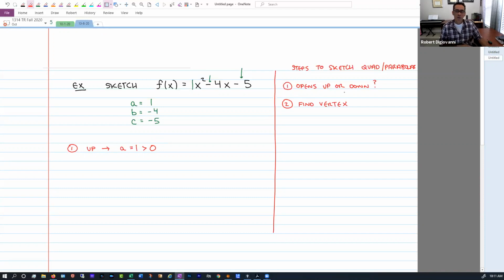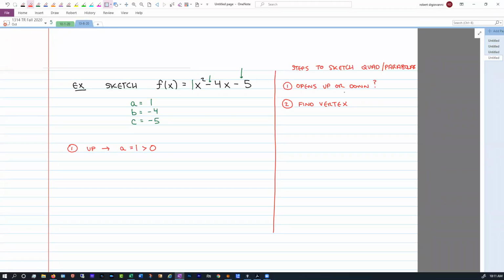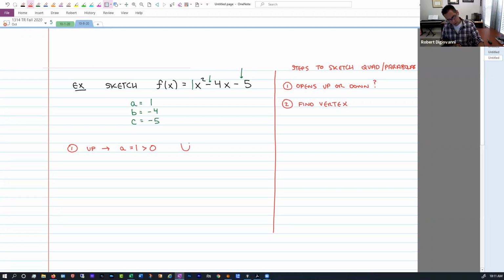So that means we want to find either the highest or lowest point on the parabola. In this particular problem, would this be the highest point or the lowest point? Think about what this parabola does. Opens up or down? The lowest point. It'd be the lowest point because we know this parabola opens up, right? We know that this parabola looks like this already. So now we're going to try and find that vertex, that lowest point.